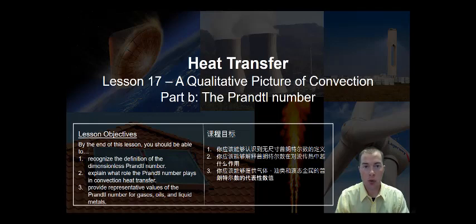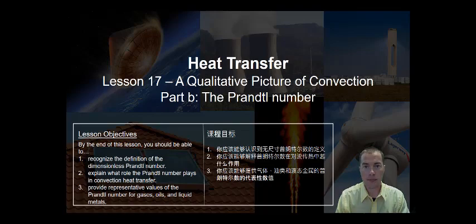In this lesson, we'll be looking at an important dimensionless number in convection heat transfer, the Prandtl number. This number is named after the famous fluid mechanician Ludwig Prandtl. By the end of this lesson, you should be able to recognize the definition of the dimensionless Prandtl number. You should also be able to explain the role the Prandtl number plays in convection heat transfer. Finally, you should be able to provide representative values of the Prandtl number for gases, oils, and liquid metals.